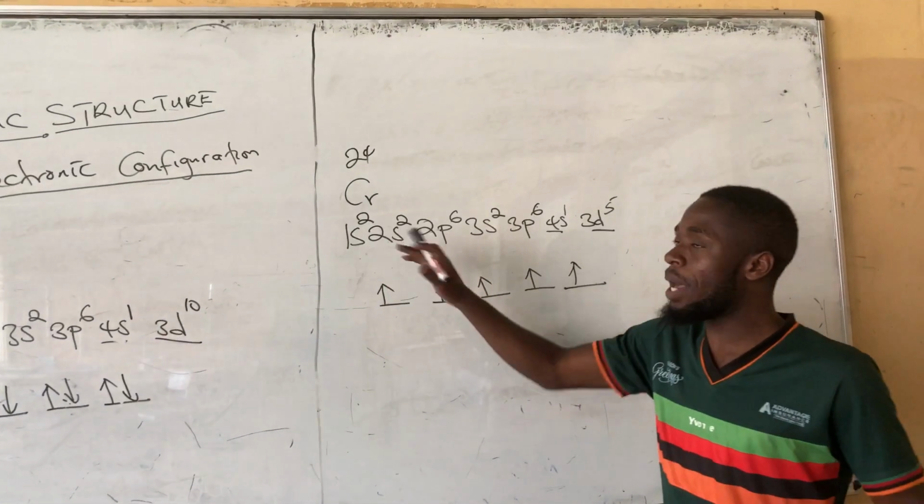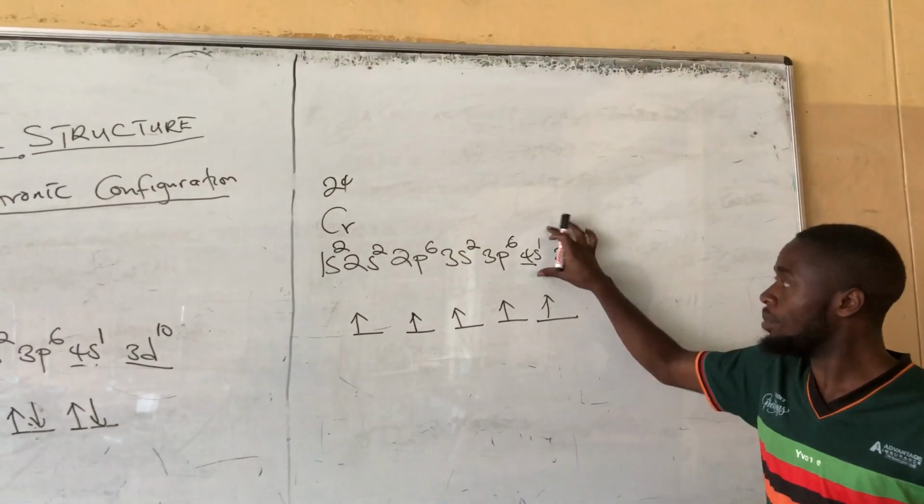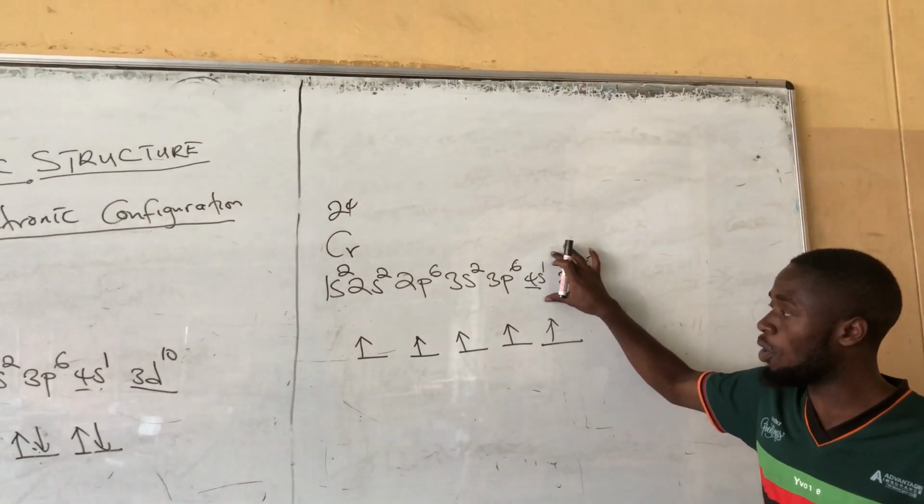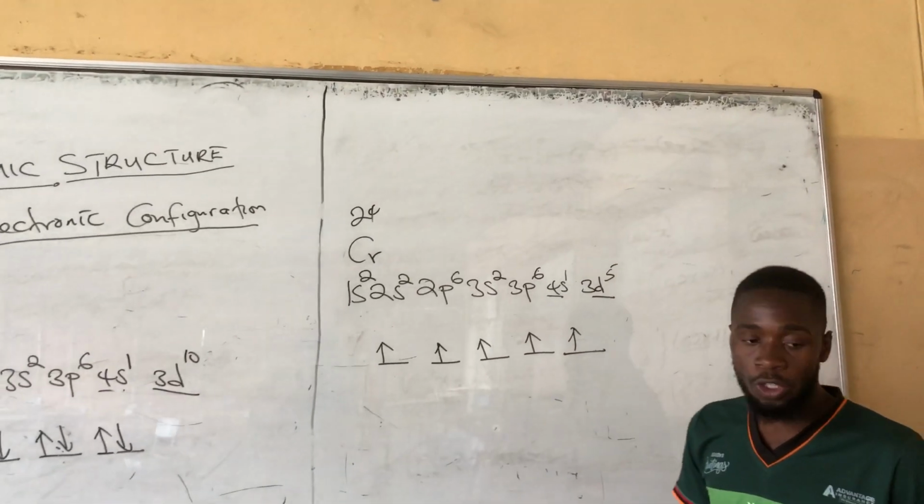And these two, copper and chromium, are exceptions. You need to borrow one from s.